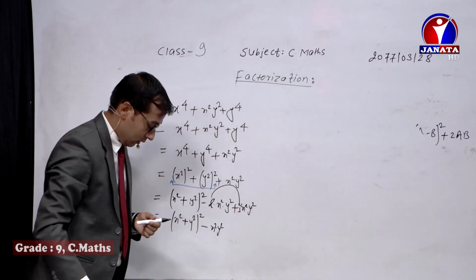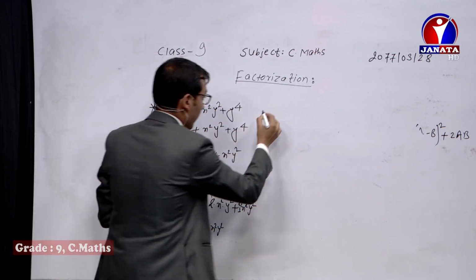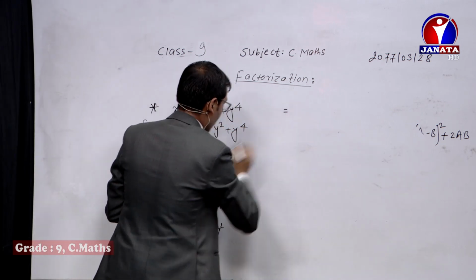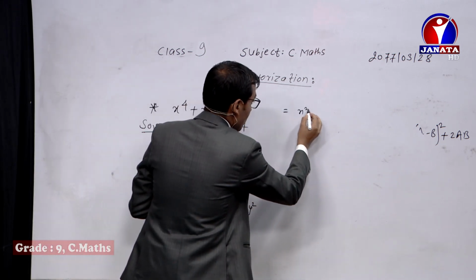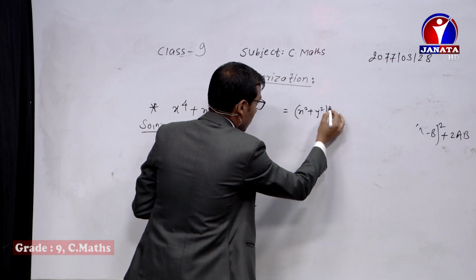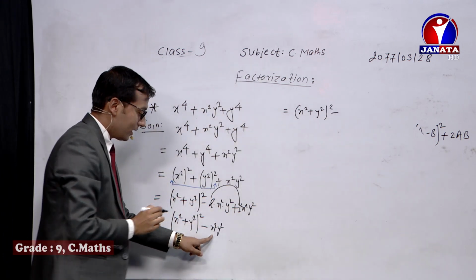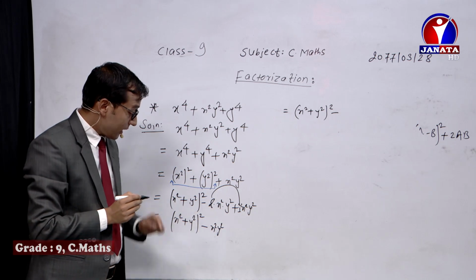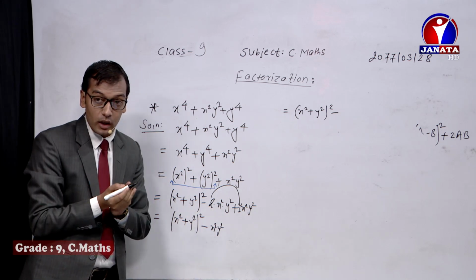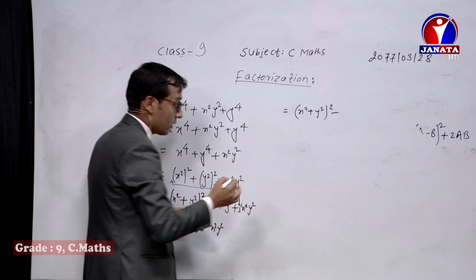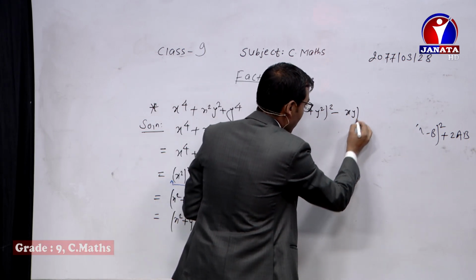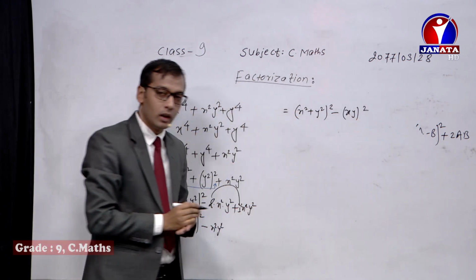Now we can simplify this. It is x square plus y square whole square minus x square y square. We can convert x square y square into a perfect square of x times y. We can write this as (xy) whole square.